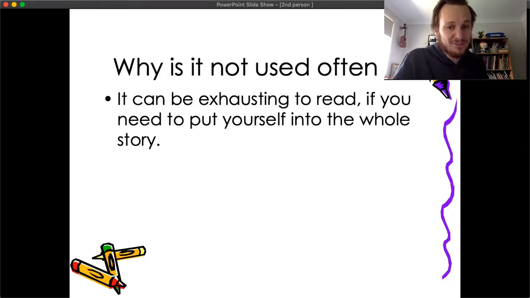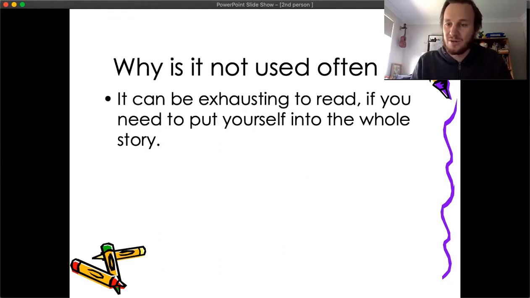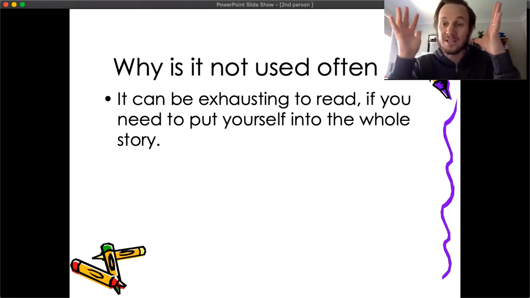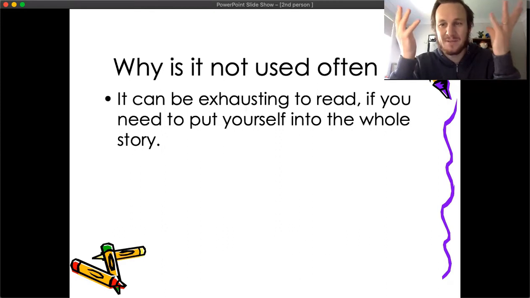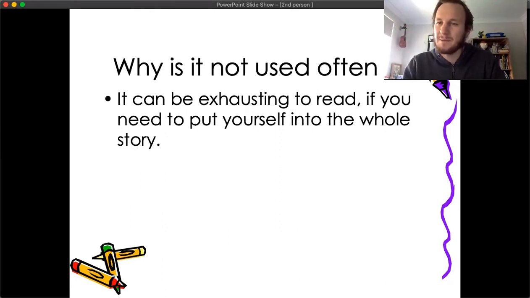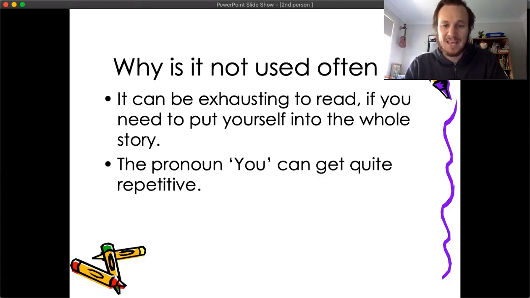But why is it not used often? It's not used often because it's quite exhausting. If you're reading a story and you want to escape, and then you have to do this, and then you walk down the street, after a while it can get quite confusing to have to constantly be trying to put yourself in that story. So not many people want to read a whole book that's written in the second person. And constantly saying you're, then you do this, then you think this, it can get very repetitive for the person who's reading it and for the person who's writing it.